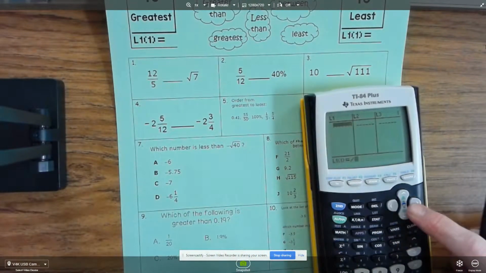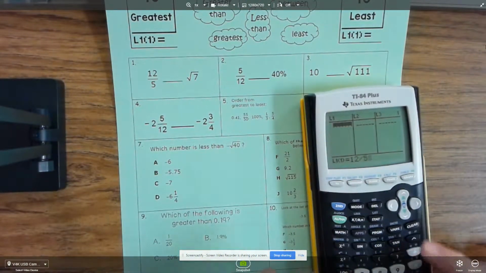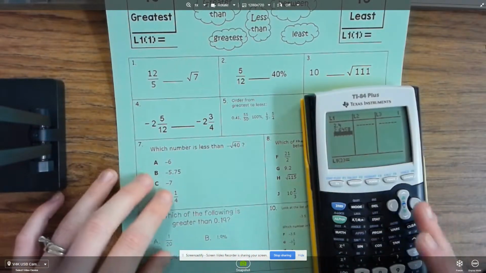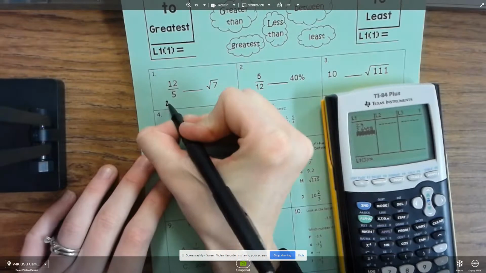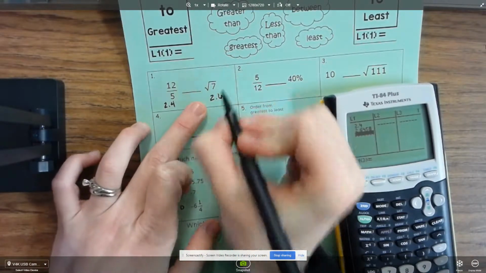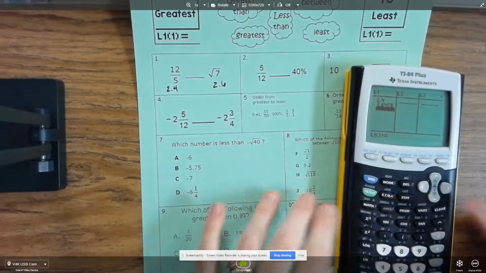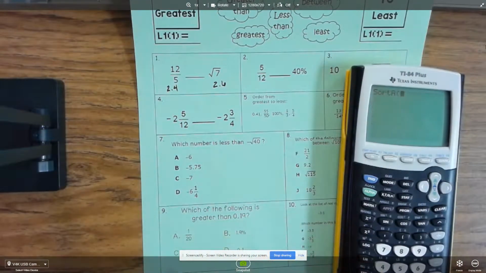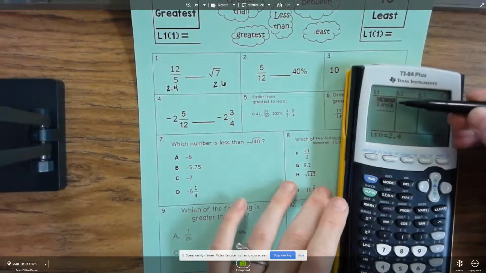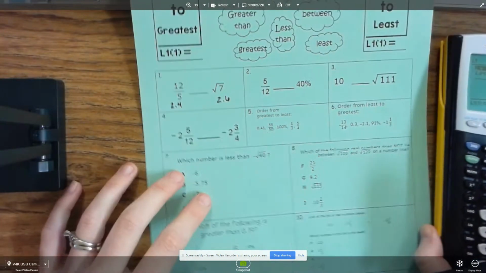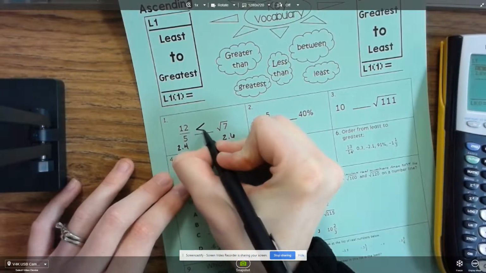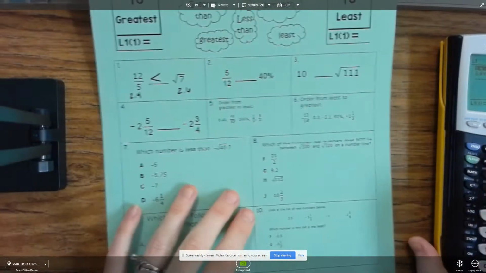So first we have 12 over 5, and then we've got the square root of 7. Remember, it changes them, so it changed this one to 2.4, and the square root of 7 to 2.6. What I can do is sort these in ascending order, which is least to greatest. It's going to put the smaller one on top, and 2.4 is smaller. If you remember with your signs, the alligator always eats the big.